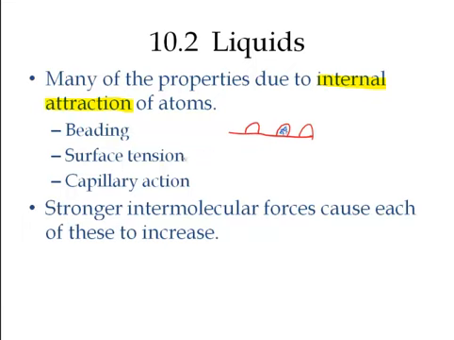Surface tension, probably your best example of that is a graduated cylinder and the good old meniscus. What's going on there is that the surface is attracting the water, because water is polar, and the glass tends to be polar, and so it's sticking to the side. So that's why we get a meniscus.